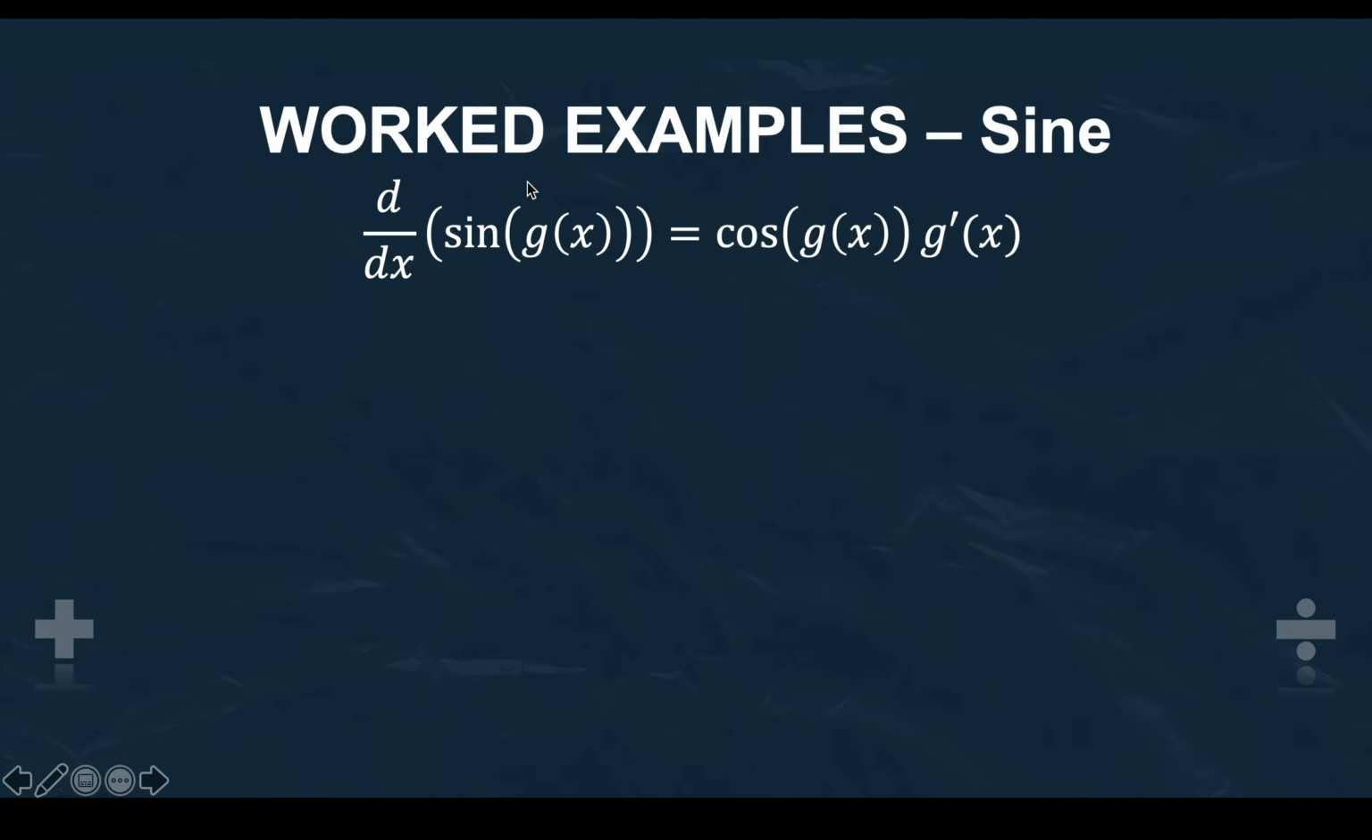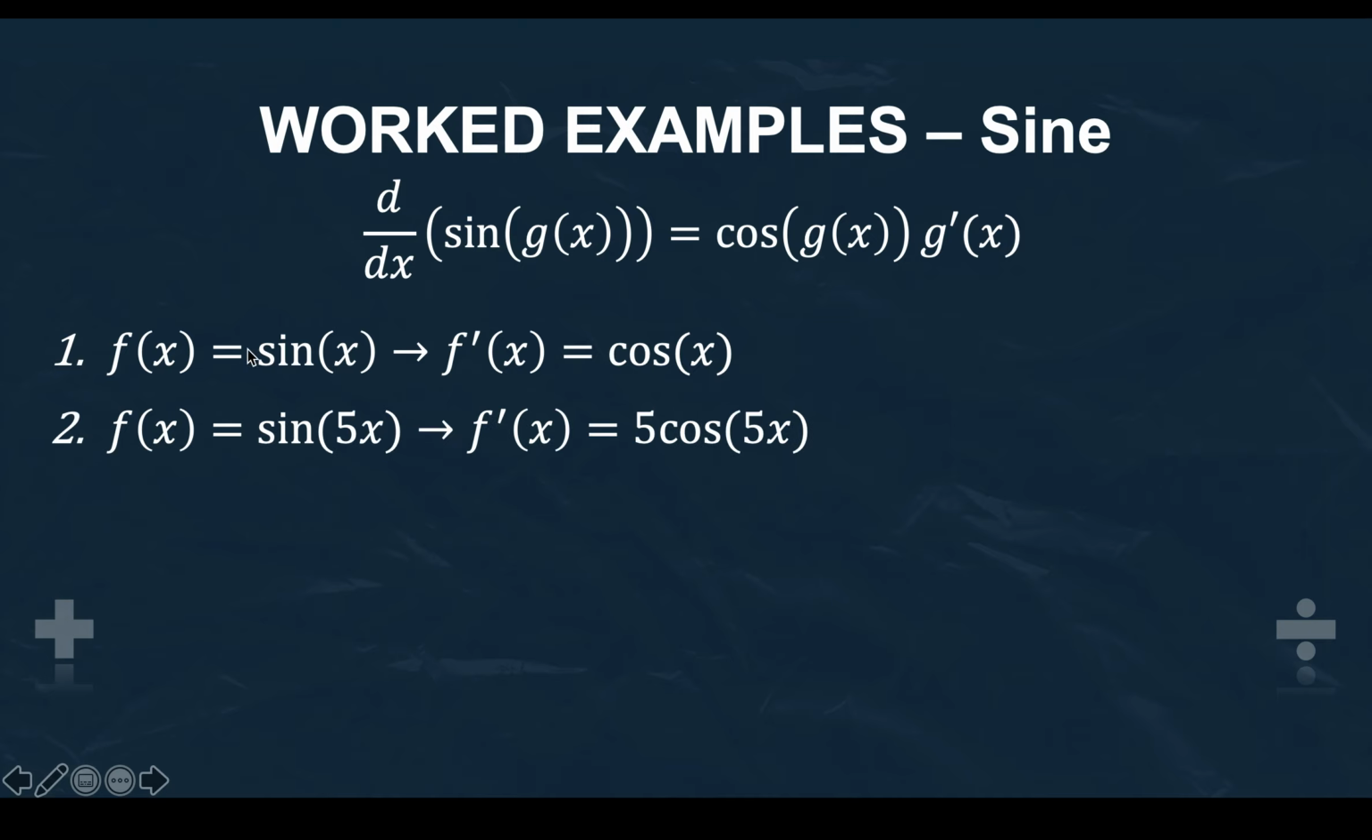So here is the same formula I just said, where the derivative of sin g(x) is cos g(x) times g'(x). Our first example is pretty straightforward. It's just the definition. f(x) equals sin x, so the derivative is then cos x. Okay?